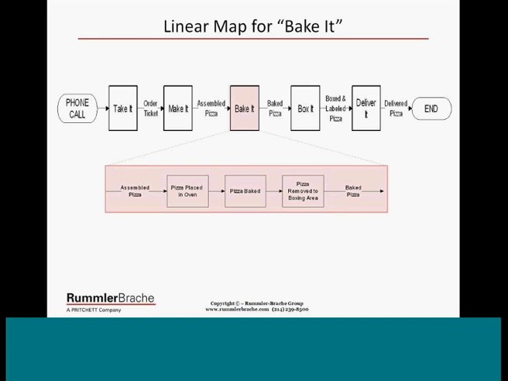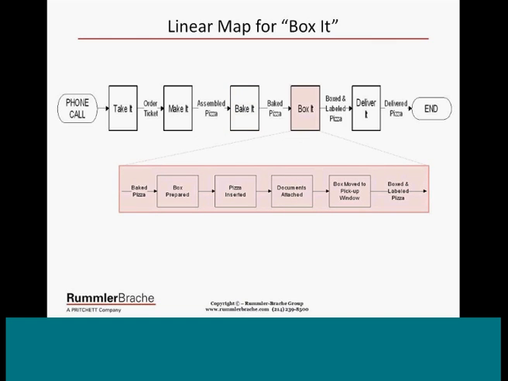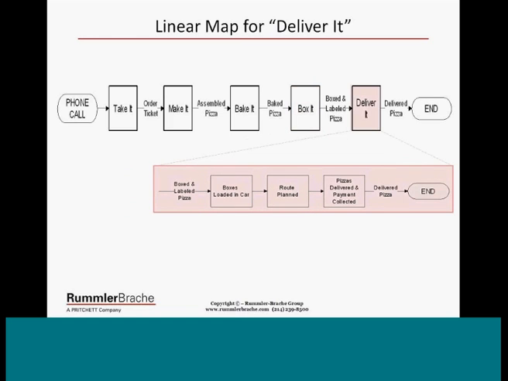So a linear map is a very easy structure to layer additional information on. Box it. They fold the box. They put the pizza in, attach the coupons, the menu, and the ticket, and then move it to the pickup window. And then finally the pizza gets delivered and the payment collected.